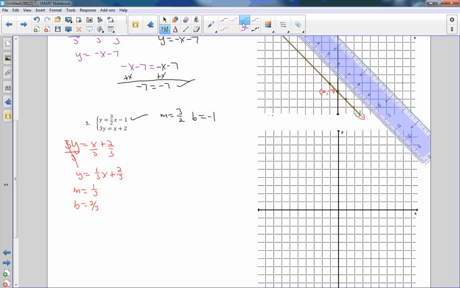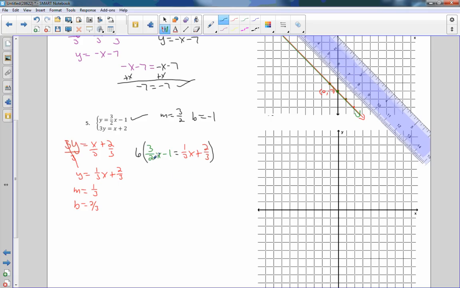So I'm going to solve these algebraically by setting them equal to each other. Since y equals 1/3 x plus 2/3 and y equals 3/2 x minus 1, then 3/2 x minus 1 is equal to 1/3 x plus 2/3. Okay, so I see 2's and I see 3's, and I don't want to deal with fractions. So 2 and 3 both go into 6. So I'm going to multiply everything by 6.